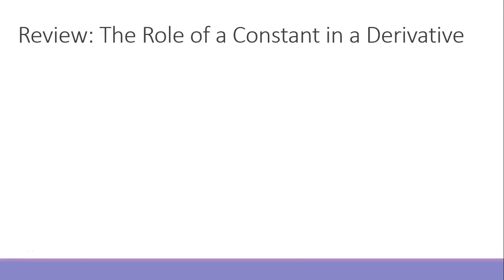Before we look at partial derivatives, let's do a quick review of the role of a constant in a derivative. And we'll look at this function as an example, y equals 7x to the fourth plus 8. Now you'll notice the constants in this function are the 7 and the 8. The 7 is the coefficient of the variable term x to the fourth, and the 8 is a constant term, a term that has no variable in it.